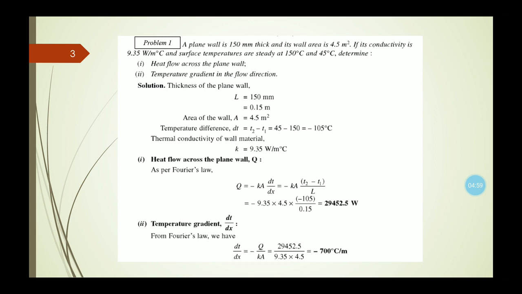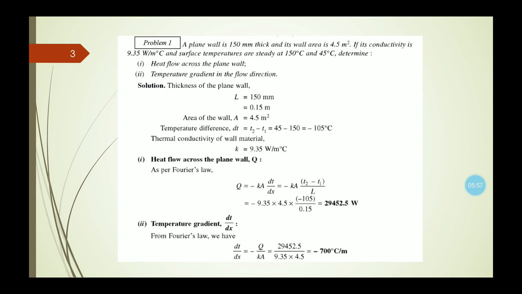Now, what are the things given here? The thickness of the plane wall is given as 150 millimeter. All the units we need to convert to SI units here. So 150 millimeter is 0.15 meter. In any numerical of heat transfer, or in any subject of mechanical engineering, if we convert all the units given in the question to SI units, then the numerical will be easier to solve. There will be no confusion between CGS, FPS or SI, MKS. So it is better to convert all the units to the SI system.